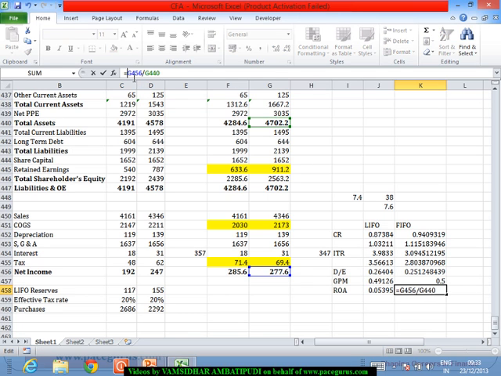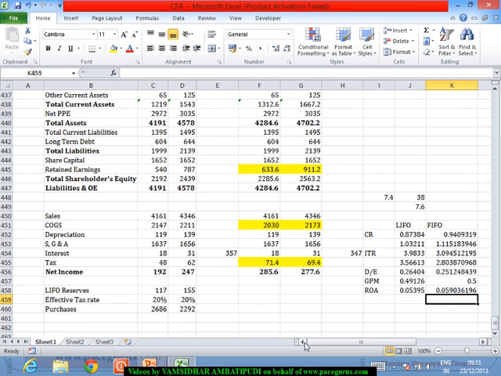And here, the interesting aspect is that in both of them the net income is also higher and the total assets is also higher. But if the net income grows at a much higher rate compared to the growth in total assets, you will find that in FIFO the return on assets is higher compared to the other.